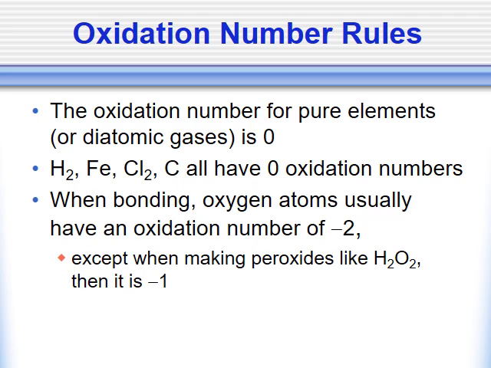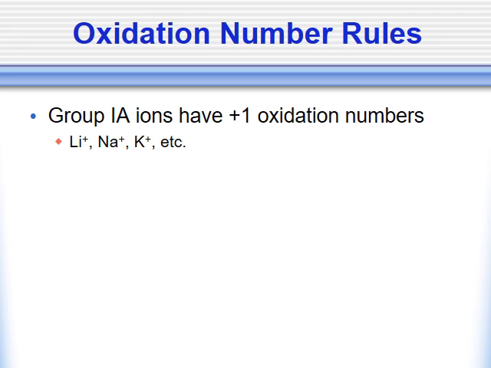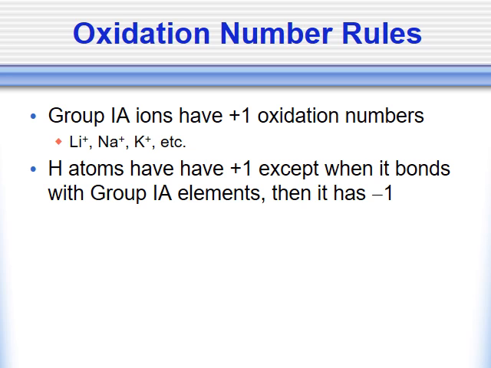When bonding, oxygen atoms usually have an oxidation number of -2, except when they make peroxides like H2O2, then oxygen's oxidation number is -1. Group 1A ions, +1 charge, +1 oxidation number. Hydrogen atoms usually have +1, except when they bond with group 1A elements, then hydrogen has a -1 oxidation number. Not very common, but it does occur.